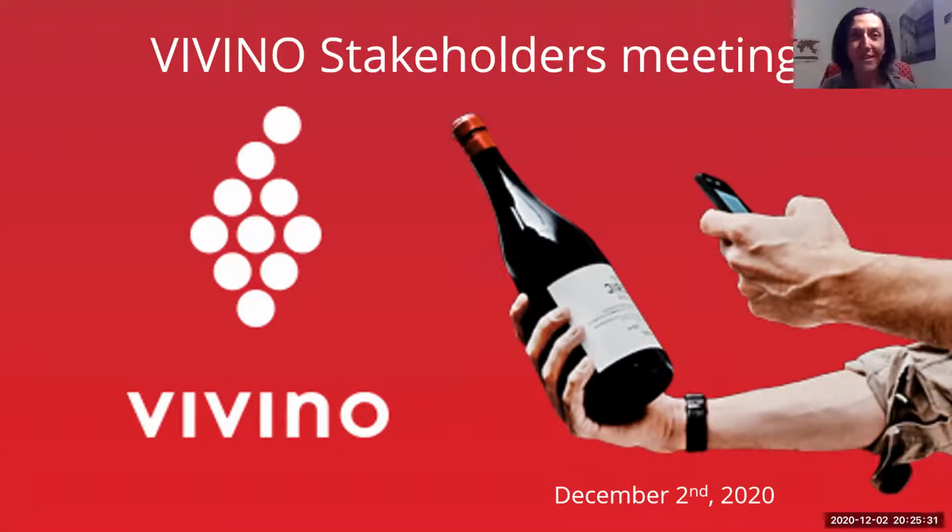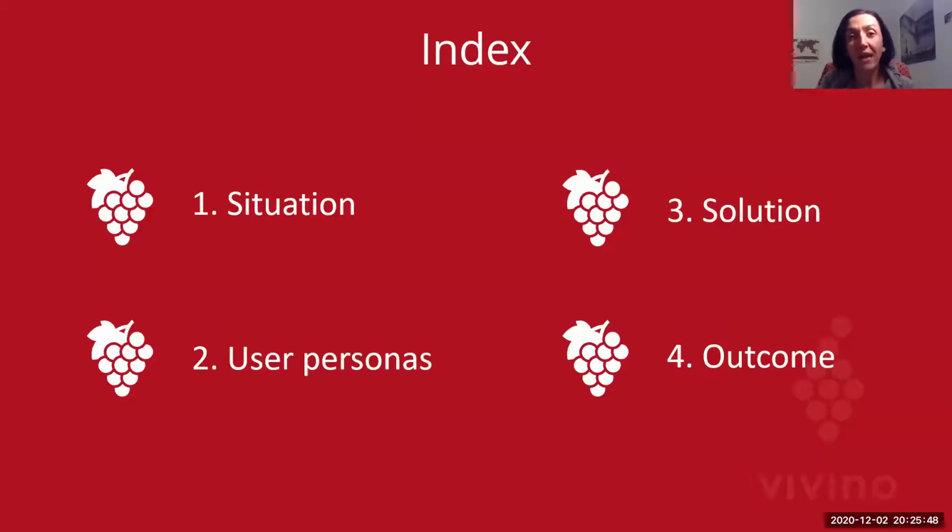Okay, so welcome everyone to our Vivino stakeholders meeting. I would like to take these 5-10 minutes to explain a little bit about the feature that we are thinking of adding to our product. I would like to first talk a little bit about the current situation for Vivino and for the whole industry, and then present a few users and user personas, the solution, the feature that we are thinking of adding, and the outcome or the success of this.